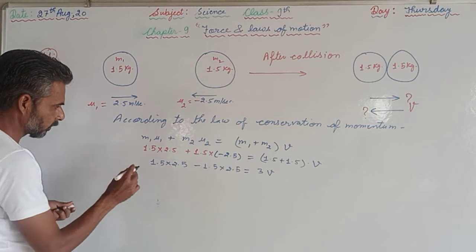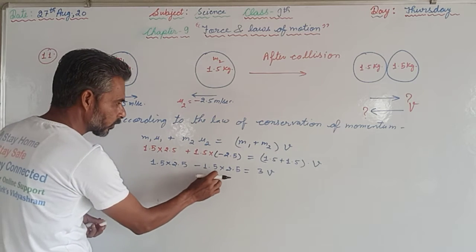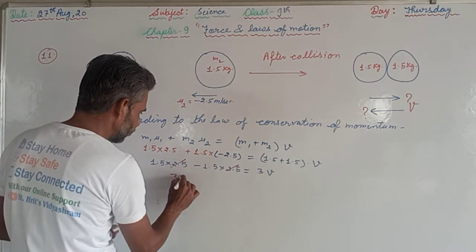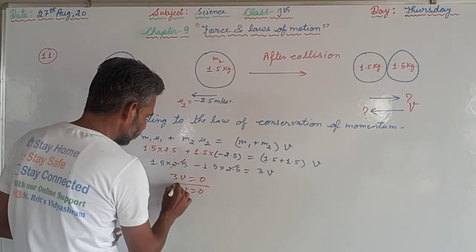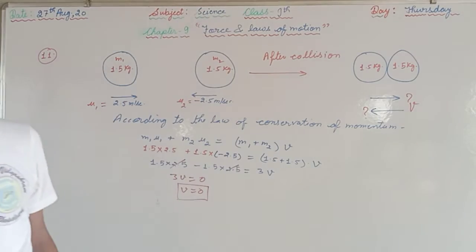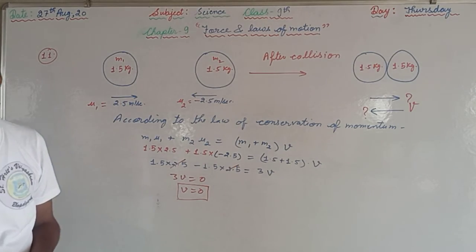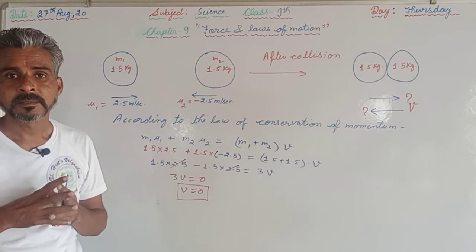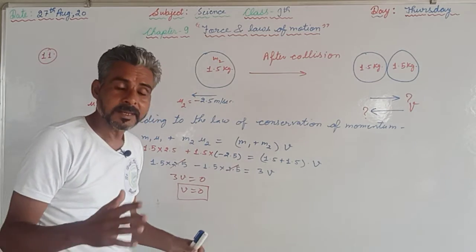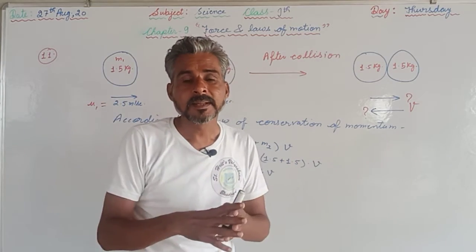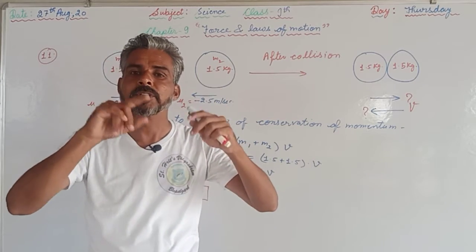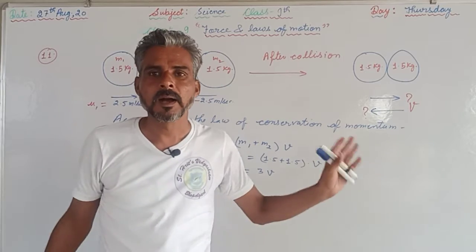From here we can see that 1.5 into 2.5 minus 1.5 into 2.5 means the same thing is there, they will cancel out and that will be 0. Means 3v is equal to 0, so v will be 0. The conclusion is that if two objects of the same mass are moving with the same velocity but in the opposite direction in a straight line, then they will collide and stick. If they stick together, then their velocity will be 0. They will not move after collision.